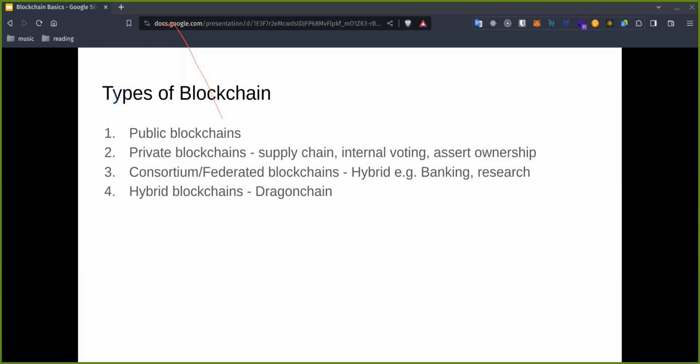Then the last ones we have are hybrid blockchains. Ideally, they try to combine the best of both worlds, where you can have flexibility in terms of permissions, depending on the use cases you have. A good example is Dragonchain. I think there's another one called Komodo, that's built on Bitcoin itself.